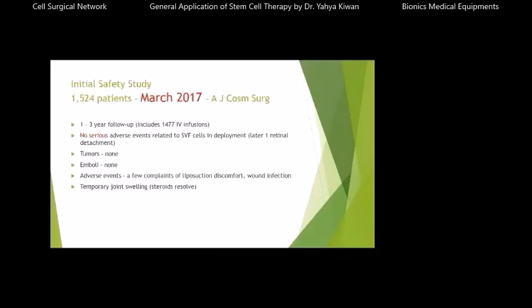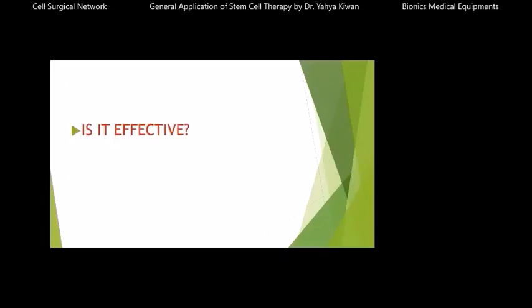This is the first initial safety trial, which was done in 2017 and presented in the American Journal of Cosmetic Surgery. They included 1,477 patients in IV. Remember, this is intravenous infusion. There were no serious adverse events related to SVF. There is no tumor formation. There is no emboli to the lung, and only very few complications of liposuction. But the SVF itself, or the stem cells, did not do anything serious.